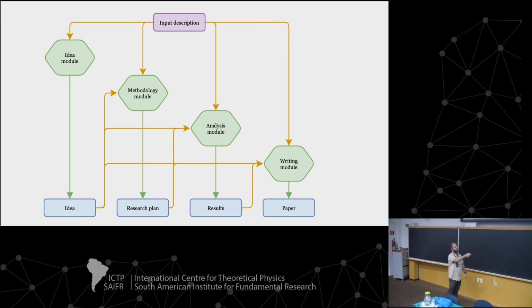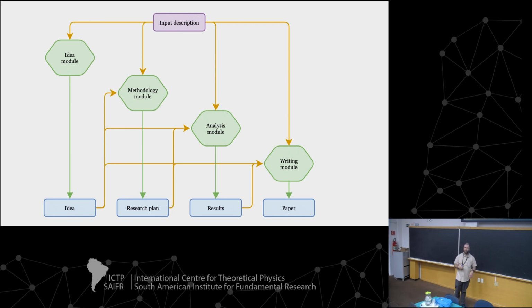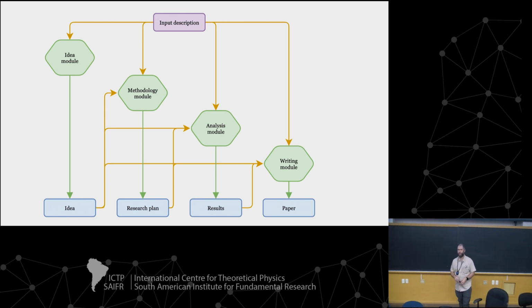And then the very last module takes the idea, the research plan, the plots and the results, and writes a paper. Imagine that you already have plots and results, and you just want to write the paper or a draft of the paper. You can just use this module with these 3 different properties. Any question regarding this?